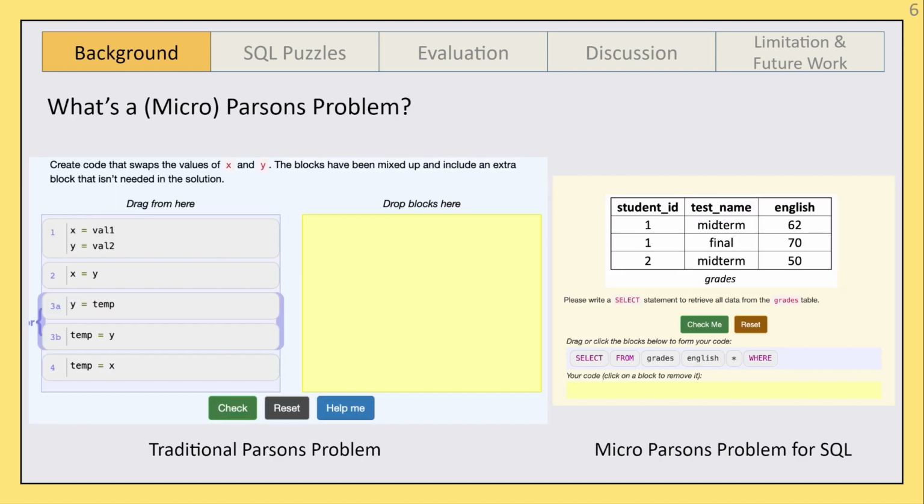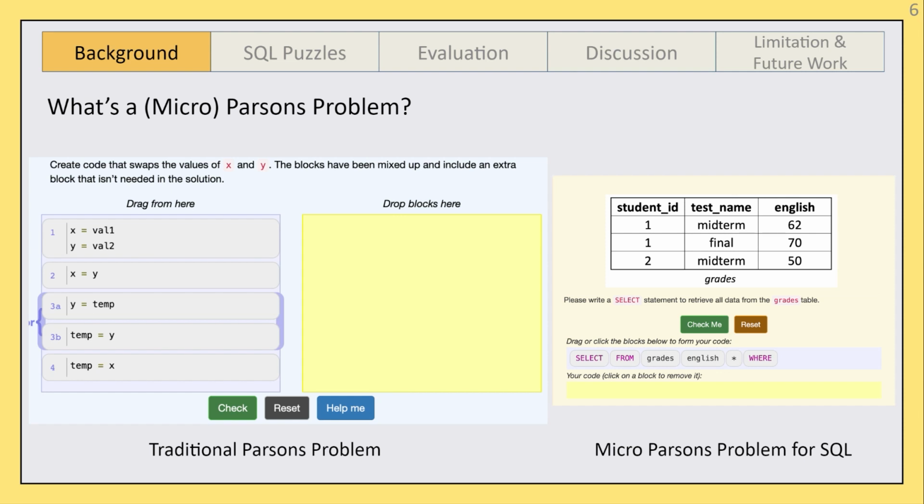Parsons problems are a type of programming practice for beginners. Traditional Parsons problems on the left contain a problem description similar to a common write-code problem, but instead of asking learners to write code from scratch, they contain correct code blocks in a mixed-up order and ask learners to rearrange them into the correct order.